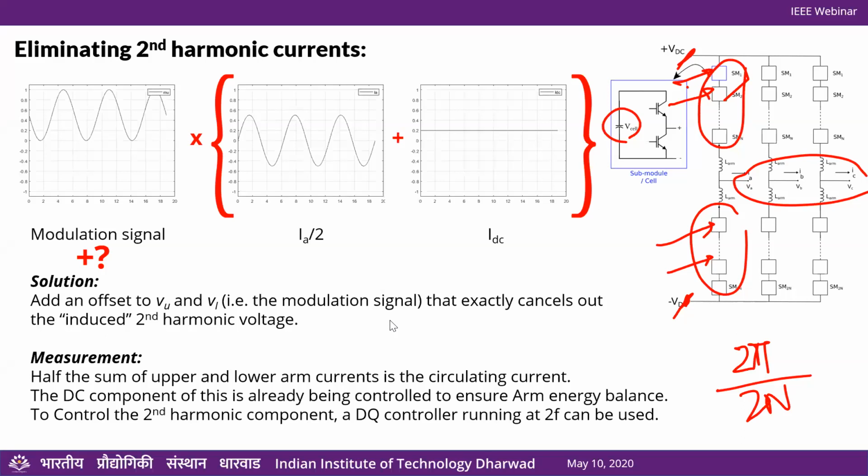Okay, fault tolerant condition. How does MMC behave with respect to DC short circuit? That is a very good question. What happens is that there are a lot of studies on DC side fault response of MMCs.